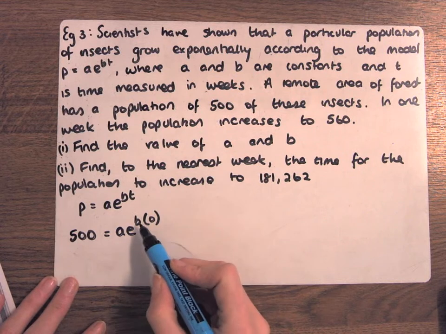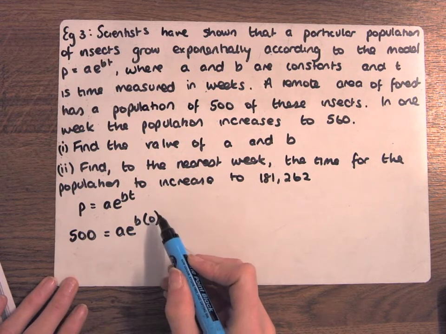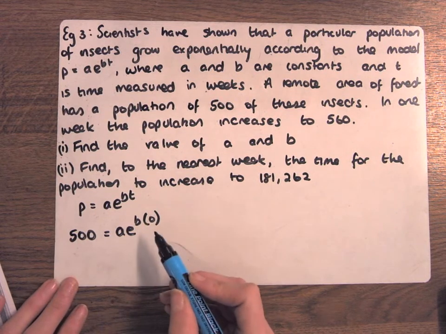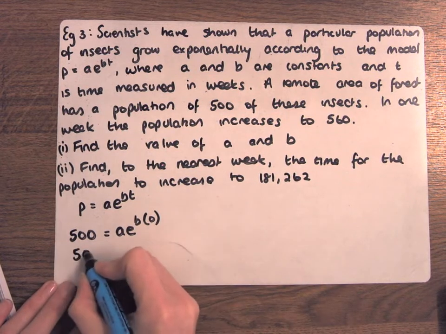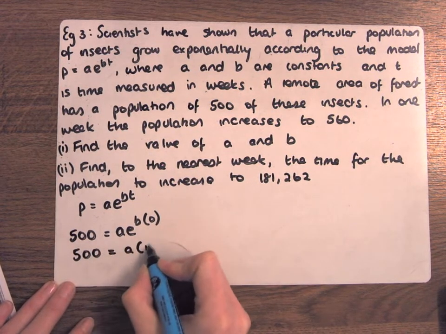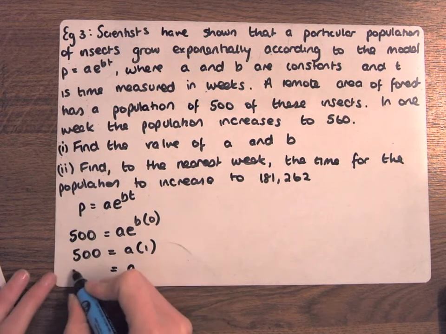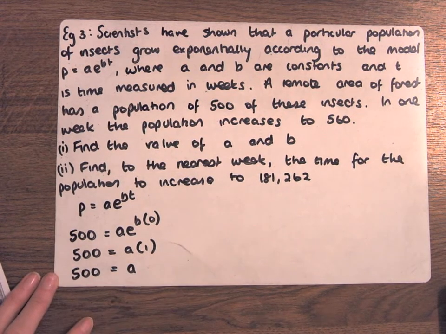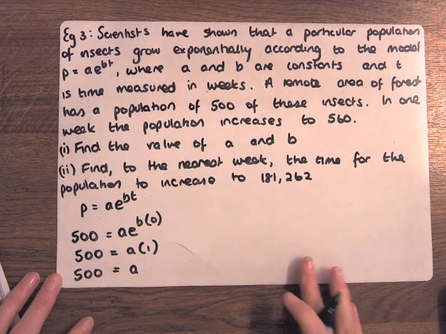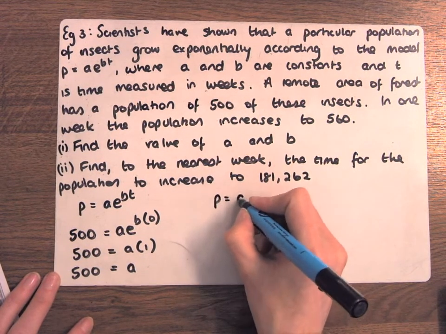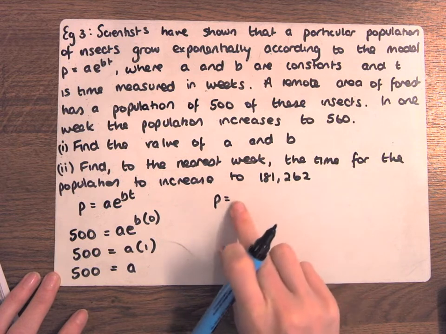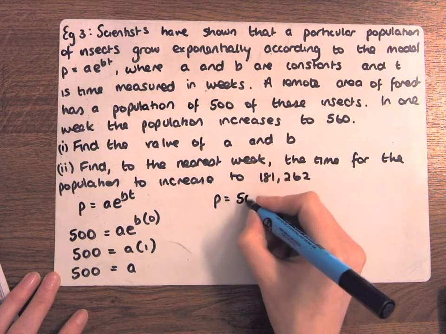Now, what's b by 0? 0. What's e to the power of 0? 1. Anything to the power of 0 is 1. Perfect. So 500 equals A by 1, so A is 500. Same thing again, and fill in what else you know. So I know that A is 500 now.